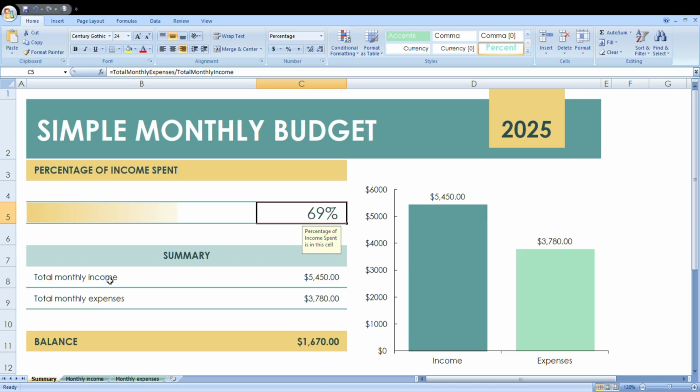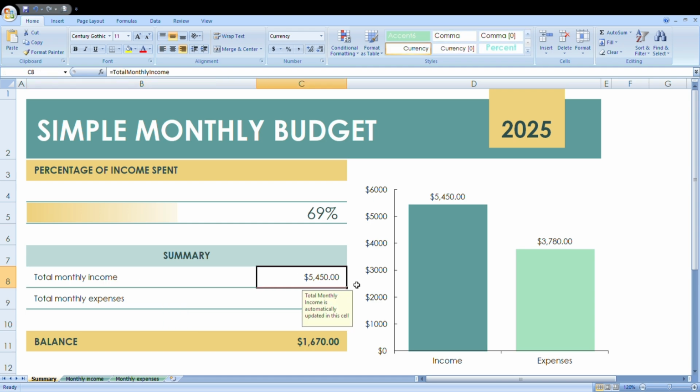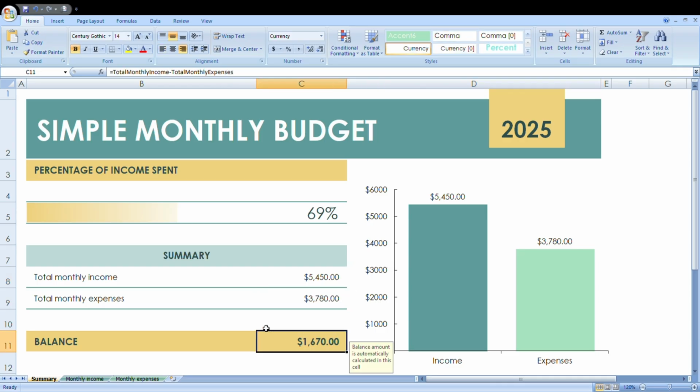So, the total monthly income in this particular example is $5,450. The monthly expenses are $3,780. So the difference is $1,670. We want this number up here to be 100%.